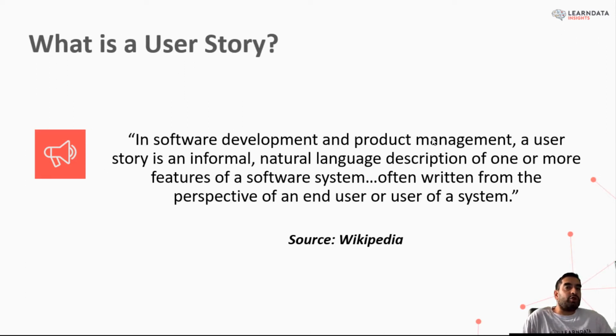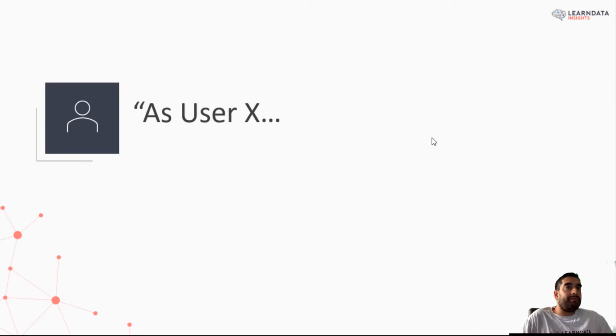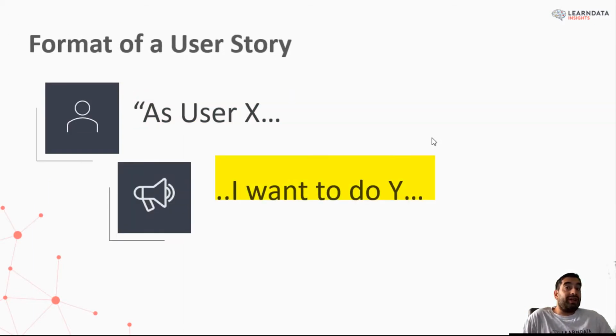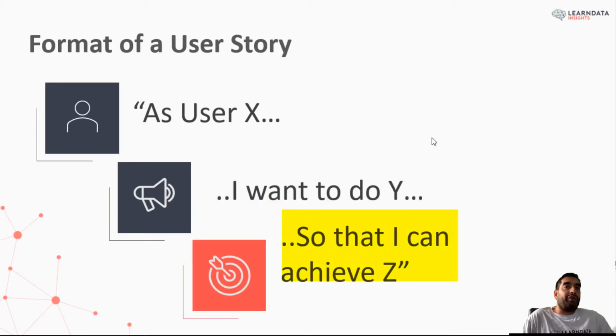So to do this, we start with user stories. The definition of a user story from Wikipedia is an informal natural language description of one or more features of a software system, often written from the perspective of an end user or user of a system. So it's from that end user perspective, what do they want to be able to do as features of a system? The format of a user story is that as user X, I want to be able to do Y so that I can achieve Z. And all of these aspects are really important.